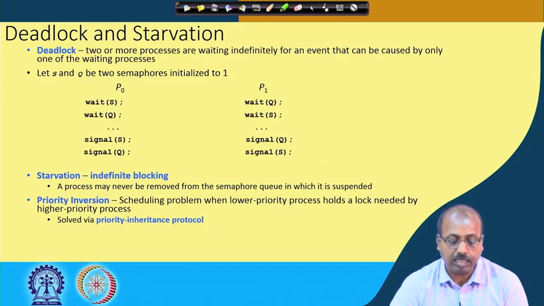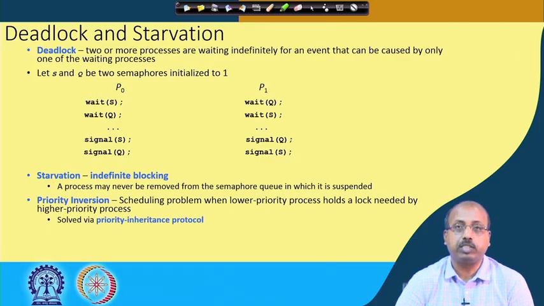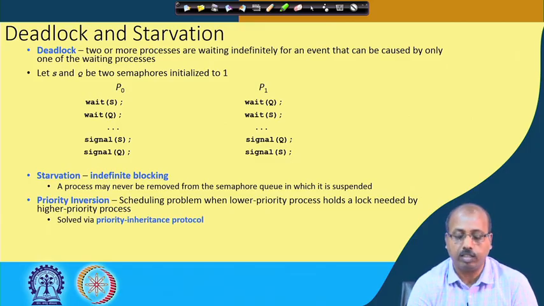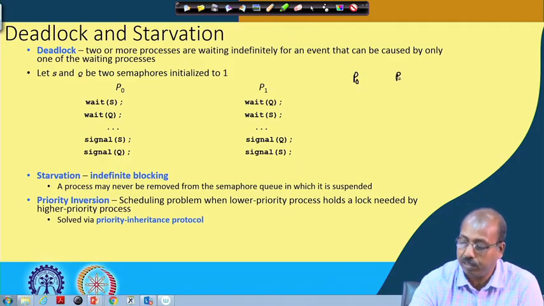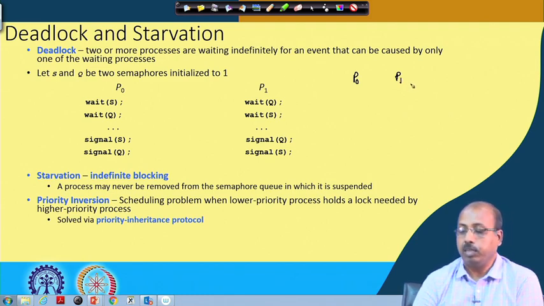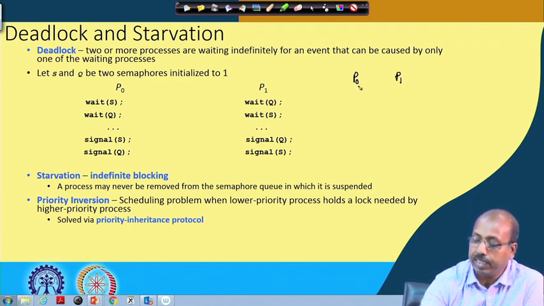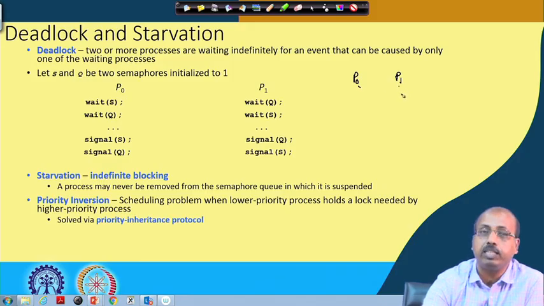There may be other typical problems. One is the problem of deadlock. Two or more processes are waiting indefinitely for an event that can be caused by only one of the waiting processes. That is the situation of deadlock. We will have a more detailed discussion on deadlock later. What it means is that I have got two processes, P 0 and P 1. They are waiting for some event to proceed, but P 0 is waiting for some event that can take place only if P 1 executes properly, and P 1 is waiting for some event that can happen only if P 0 executes properly. So, there is a deadlock.